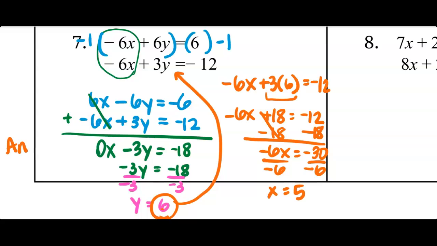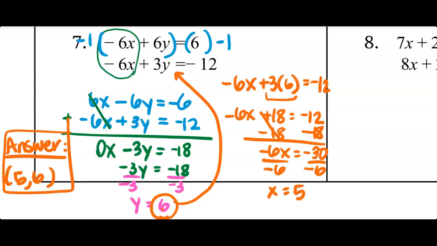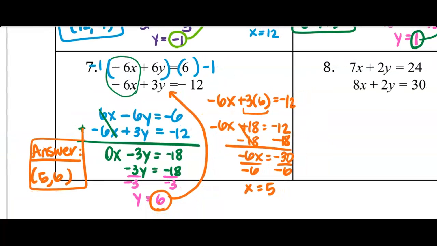So I know that my final answer is the point 5, 6. Again, an intersecting system that is consistent.